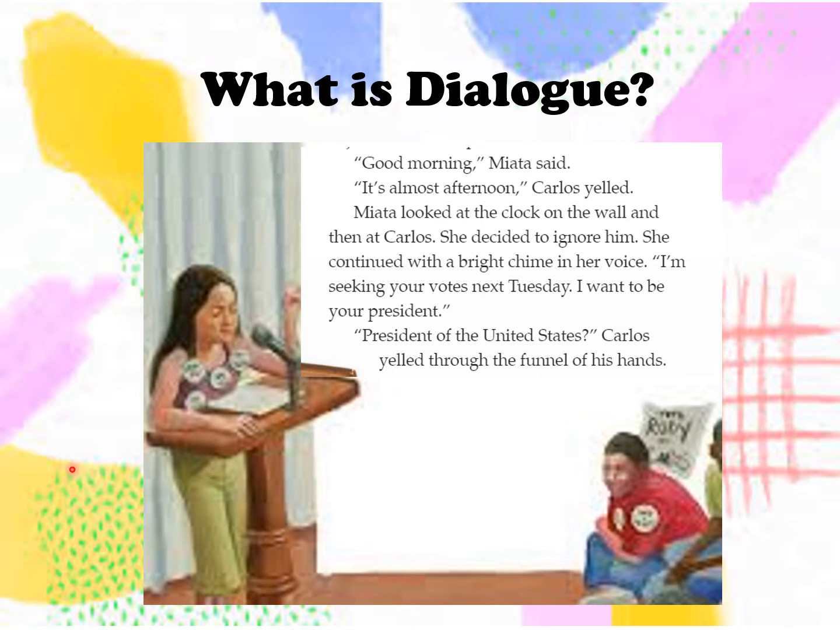So we have here an example of a dialogue taken from the story Off and Running. Off and Running is basically a story about two fifth graders running for the position of president in their school student council. Both of them were tasked to deliver speeches in front of their fifth grade classmates and the rest of the school. This is an example of the dialogue in one of the speeches delivered by the main character, Miata.